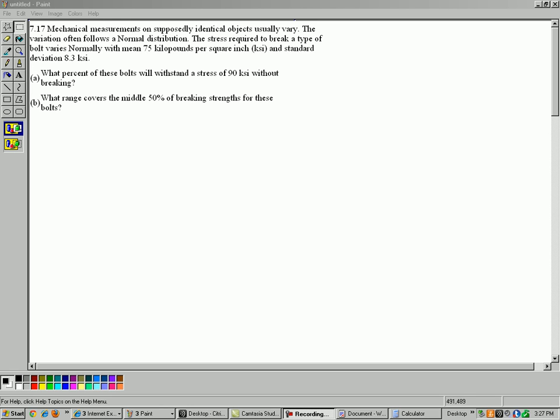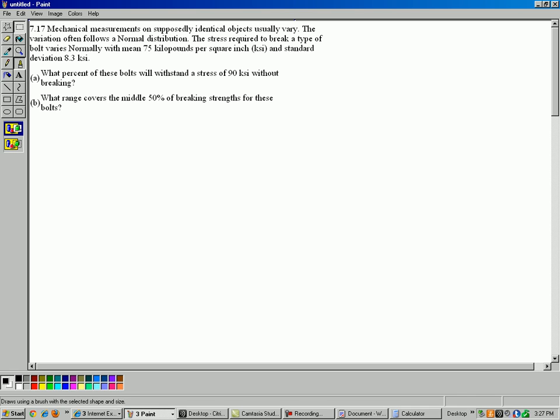Hello, I'd like to do Chapter 7, question number 17. It says, mechanical measurements on supposedly identical objects will usually vary. The variation often follows a normal distribution. So here we have the phrase normal distribution. That's a clue to us that it's a Chapter 3 question. It's all about normal curves.